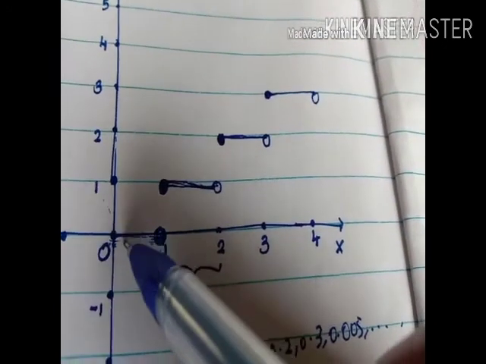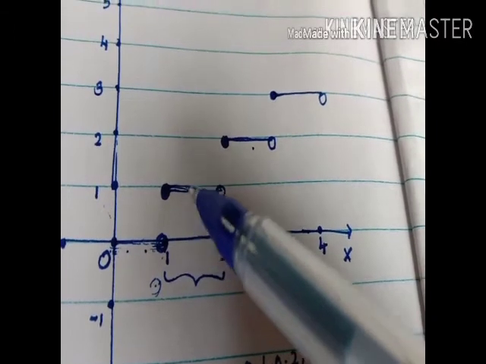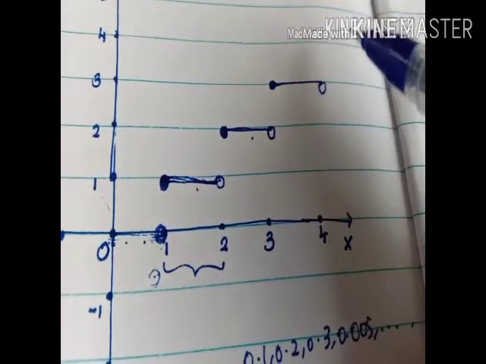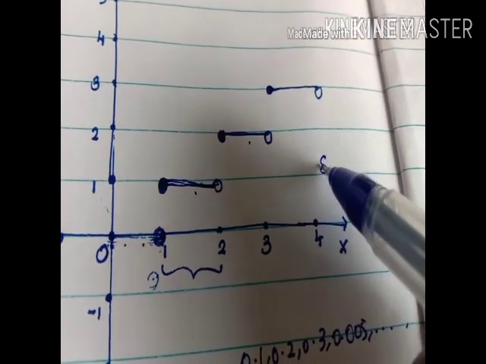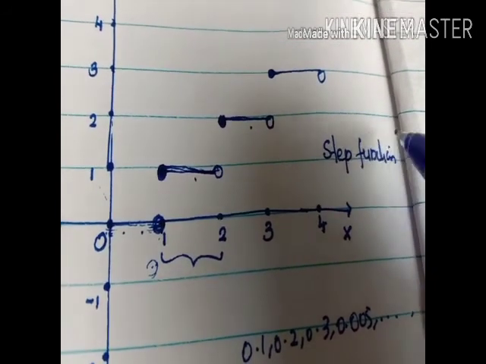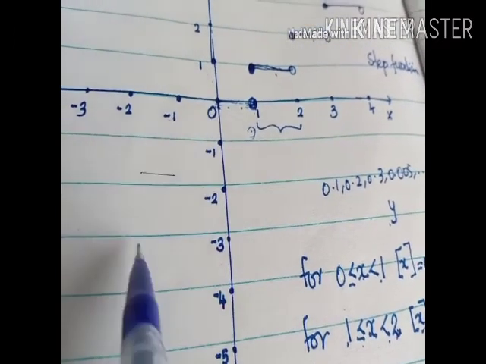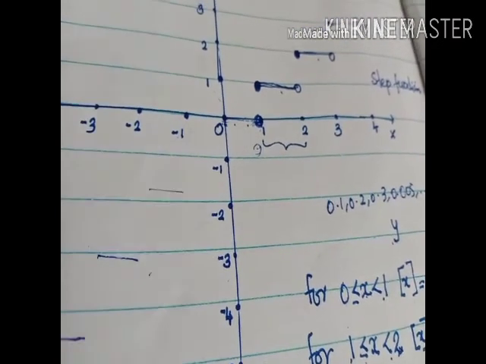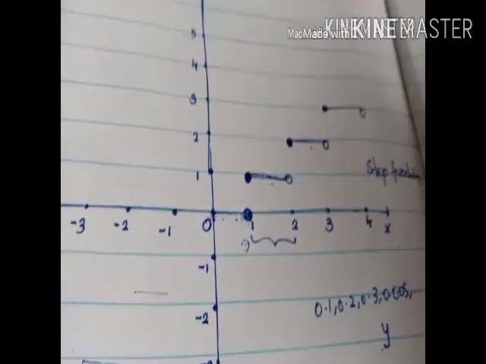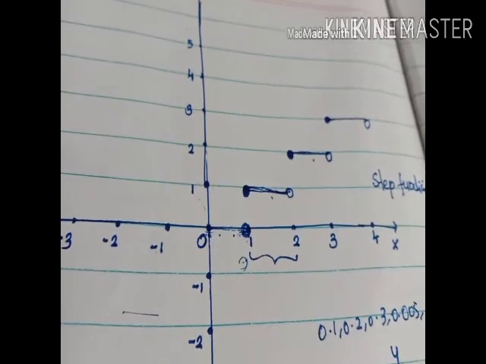So it is just like a step. The greatest integer function is also known as the step function. Similarly, we can consider the negative numbers also. You can see it like this. In the same manner we can proceed. So this is about the greatest integer function.